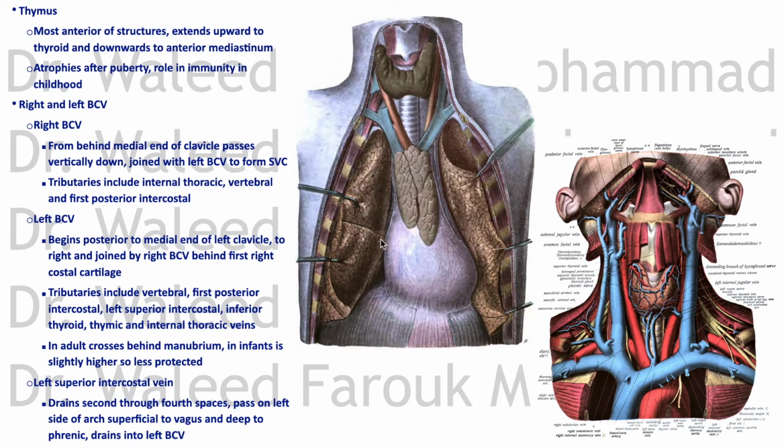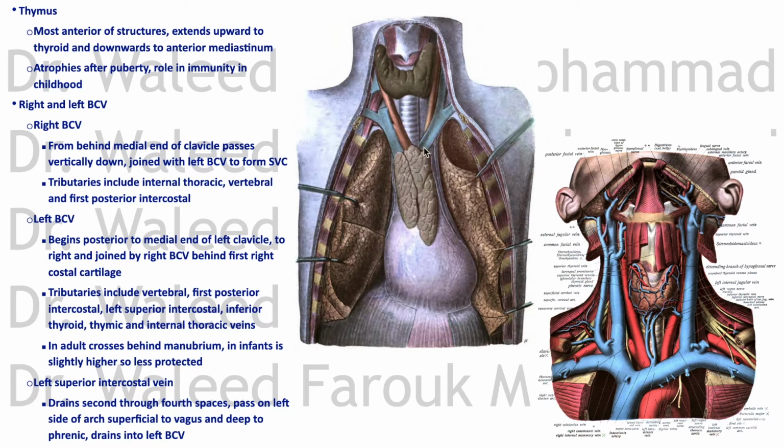Tributaries include the vertebral, like the right one, the first posterior intercostal, and the left superior intercostal. Remember the left superior intercostal. There is left and right, but the right drains into the azygos, and the left one takes the posterior intercostal veins of the second, third, and fourth spaces, and runs, remember that, on the left lateral surface of the arch of the aorta, and drains into the left brachiocephalic vein.